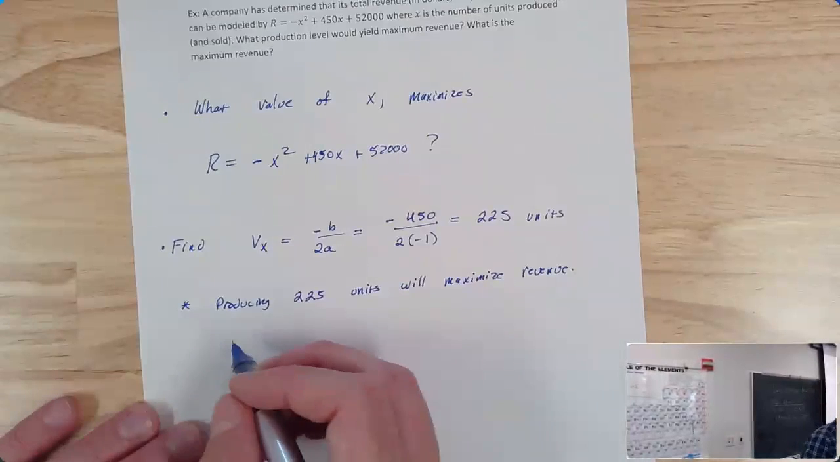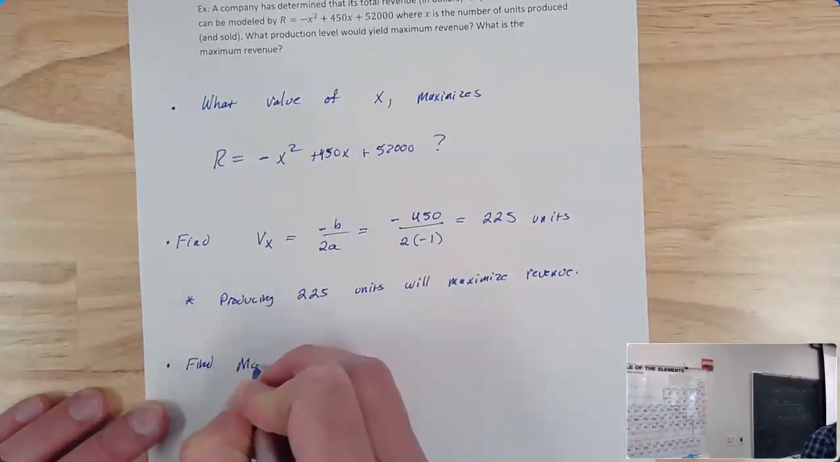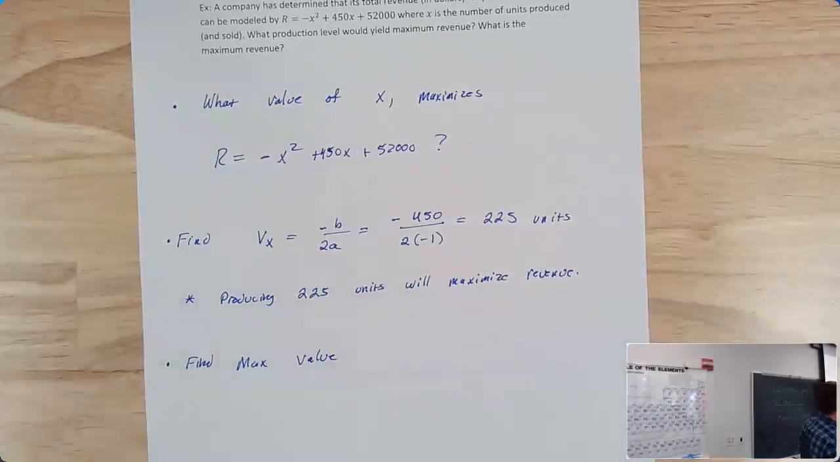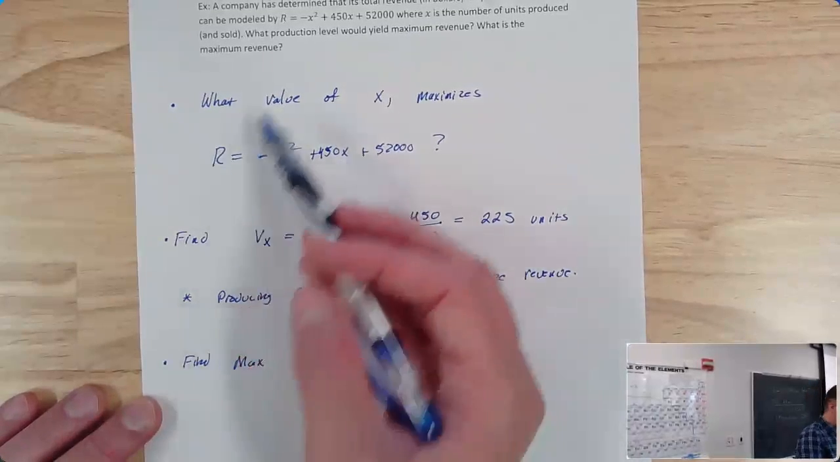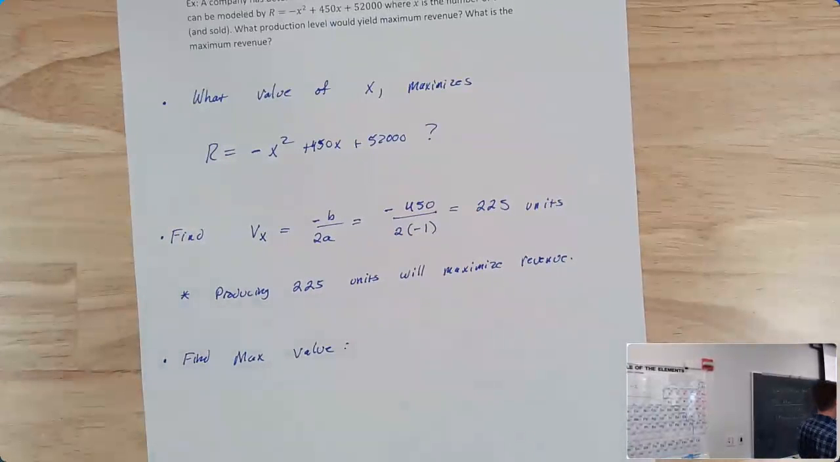So let's see here. If I want to find the maximum value, I'm finding the second coordinate of the vertex. I usually like to use the letter name of the function. So you could say this is y equal to negative x squared plus 450x plus 52,000. I've said r because that's what they told me to say. So I'm going to say that the second coordinate of the vertex is v sub r, but it'd be fine to write v sub y.